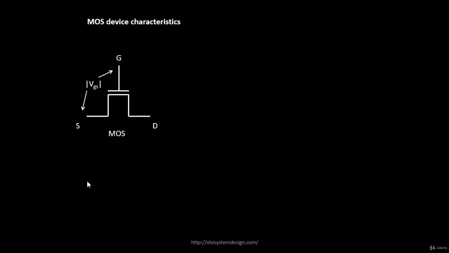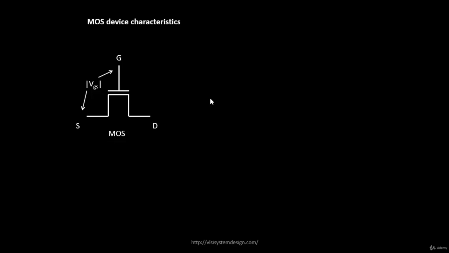Okay, if this is your gate to source voltage, why have I put a mod over here? The reason is it could be an NMOS or a PMOS. In case of an NMOS, it's a positive VGS. In case of a PMOS, it's a negative VGS. So I've just specified a mod over here, and I've not biased this transistor to be an NMOS or a PMOS. I've just said it's an MOS transistor with a gate to source voltage as mod of VGS. Whenever this mod of VGS exceeds the threshold voltage, this device turns on, and that's what we have been learning till now.